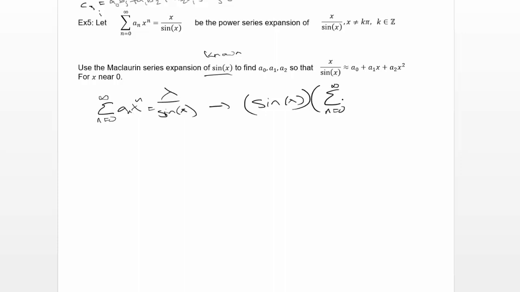So note we're saying that, according to our assumption, this sum n equals 0 to infinity of a_n x to the n is equal to x over sine of x. Or maybe if I do a little rearranging, this says that sine of x times this infinite series is equal to just simply x.